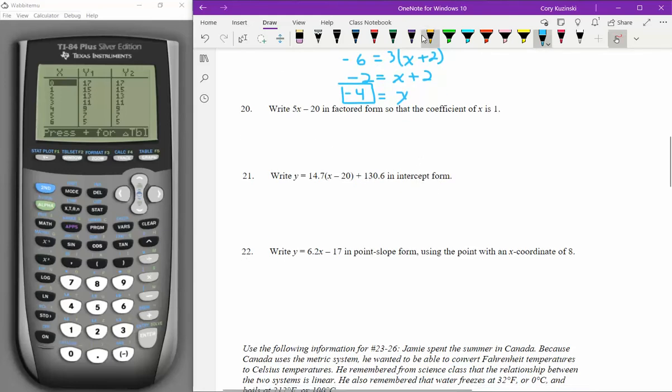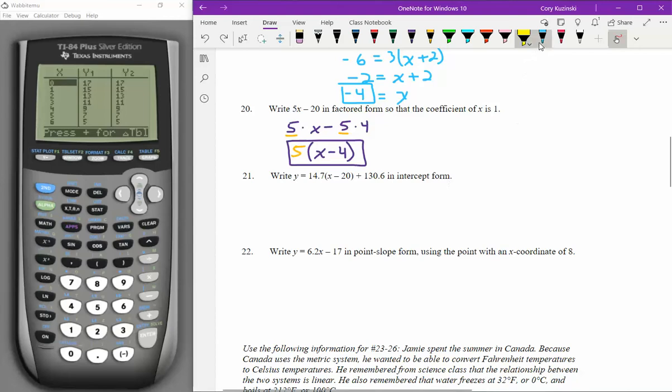Factored form confused some people, but this was in the chapter review, and also in one of the practice your skills. We're going to write 5x minus 20 in factored form. So this is like 5 times x minus 5 times 4. So both terms have a factor of 5. So what we're going to do is factor that out and make it 5 times x minus 4. That's called factored form. We could put this and our answer into the calculator, and we would see that they are both equivalent.